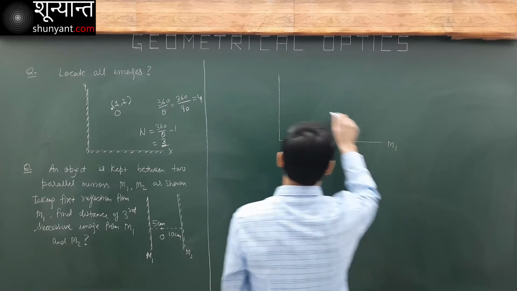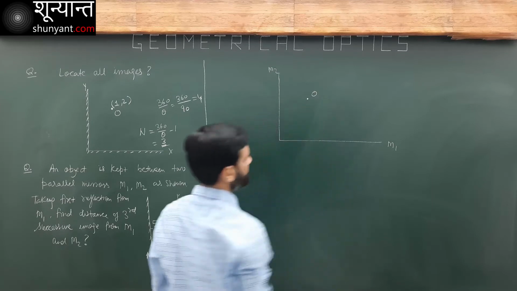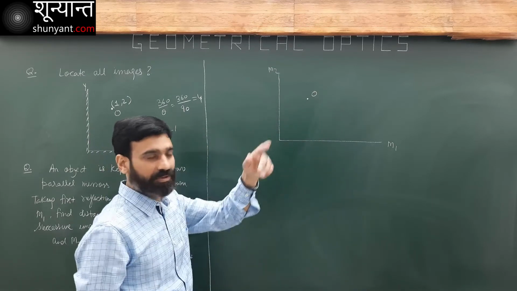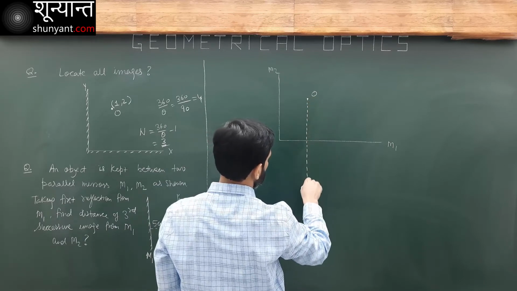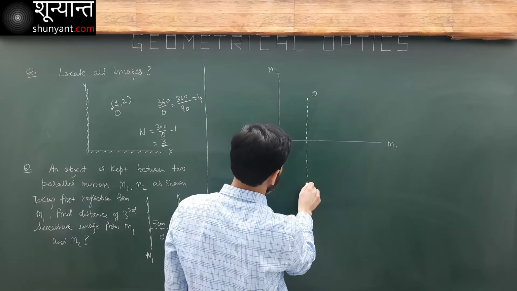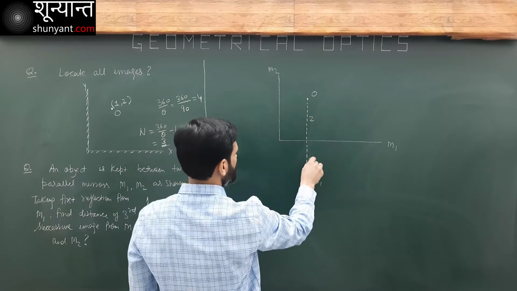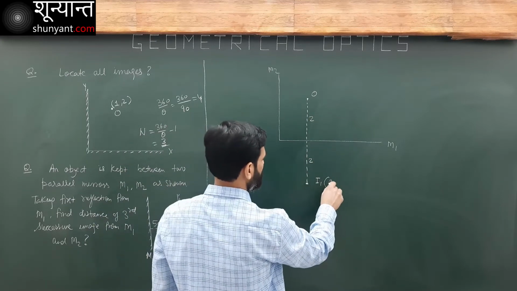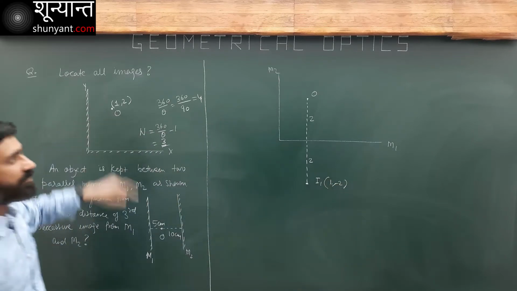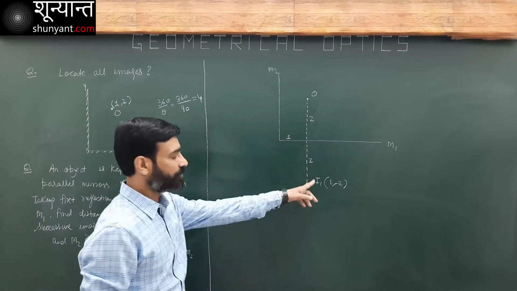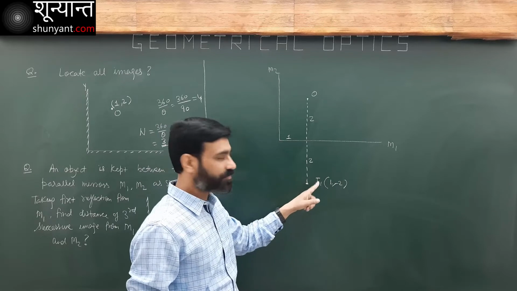This is M1, let's say. This is M2. Here is my object. Let's start with M1. This is my first image, I1. This distance will be 2, so this will also be 2. So what will be its coordinate? It will be 1 and minus 2. This is 1, 2 here. That means this distance is 1. The coordinate of this image will be 1, minus 2. It's pretty much obvious. This is the image from the first mirror.